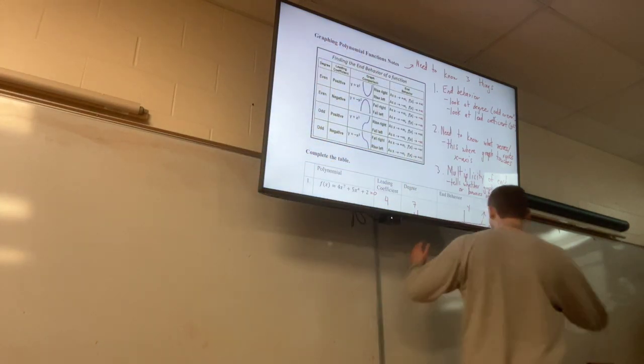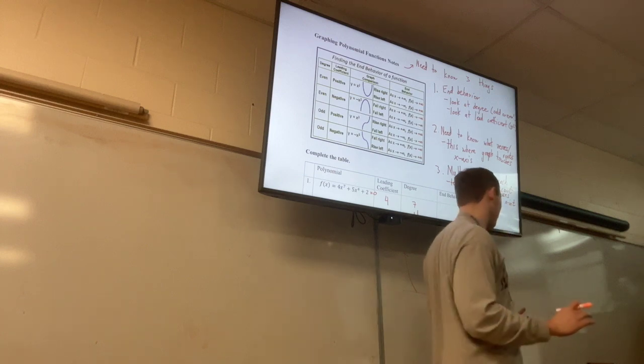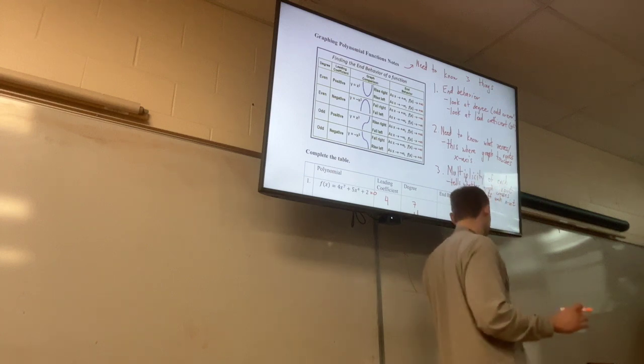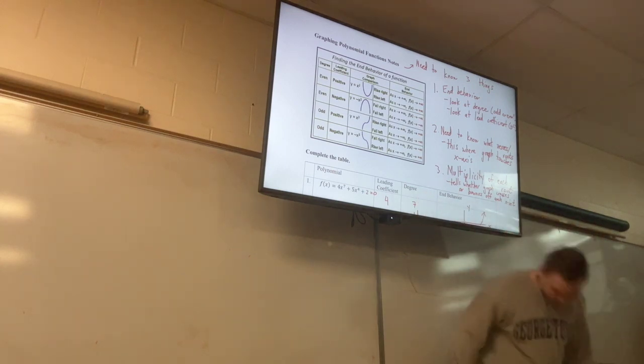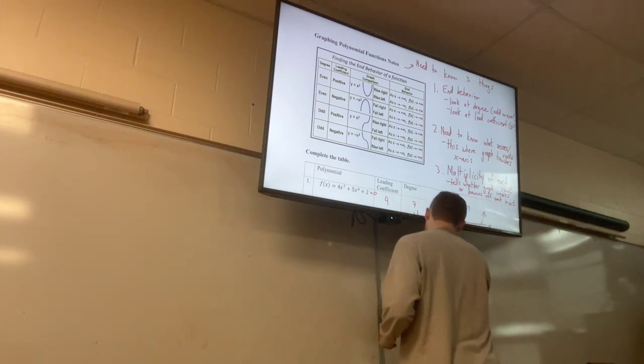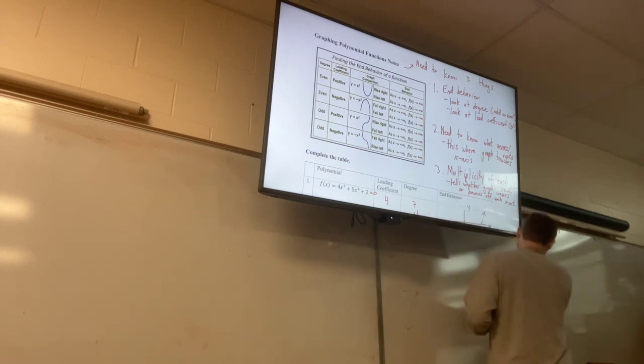What's going to happen if we still have an even degree polynomial, but we make our lead coefficient negative? What do you think is going to happen? It's going to be like that. As x goes to the left forever, our graph goes down forever. As x goes to the right forever, our graph goes down forever.